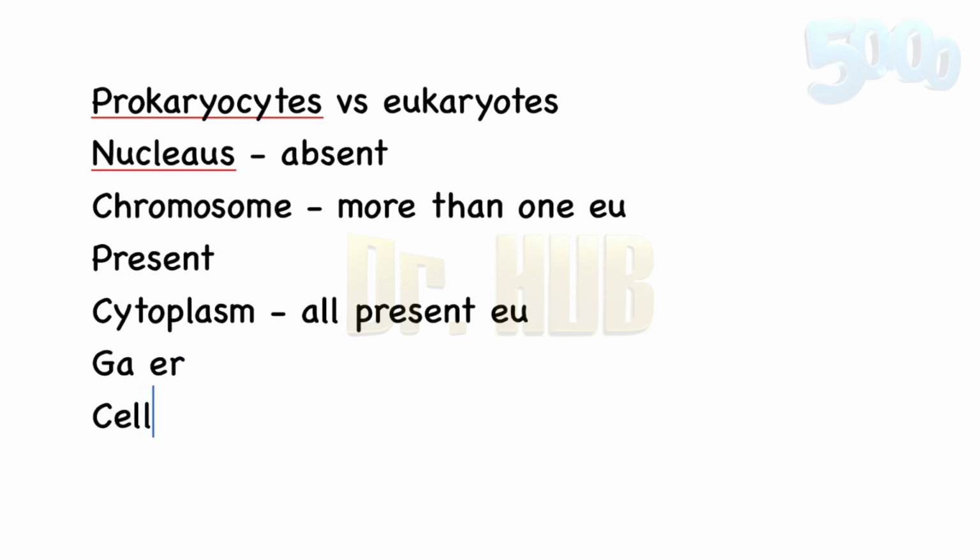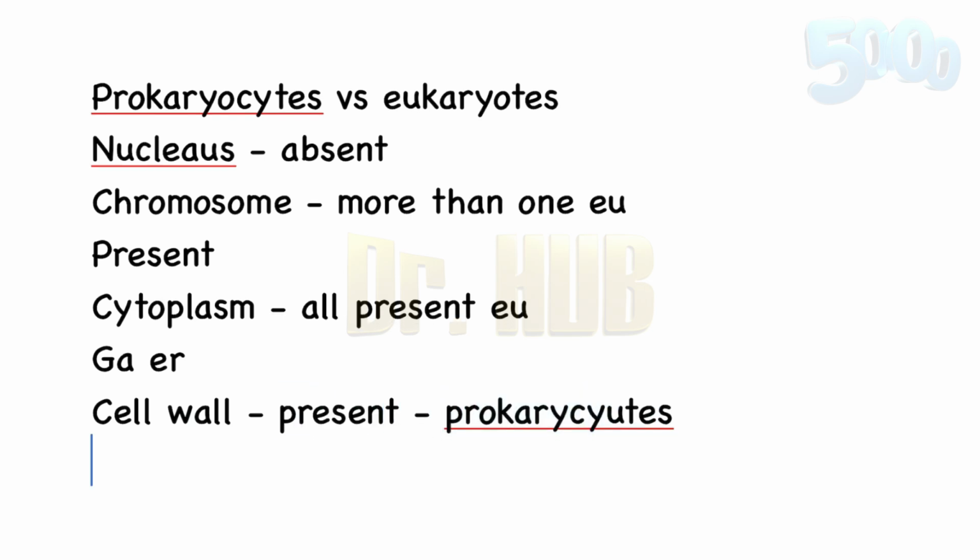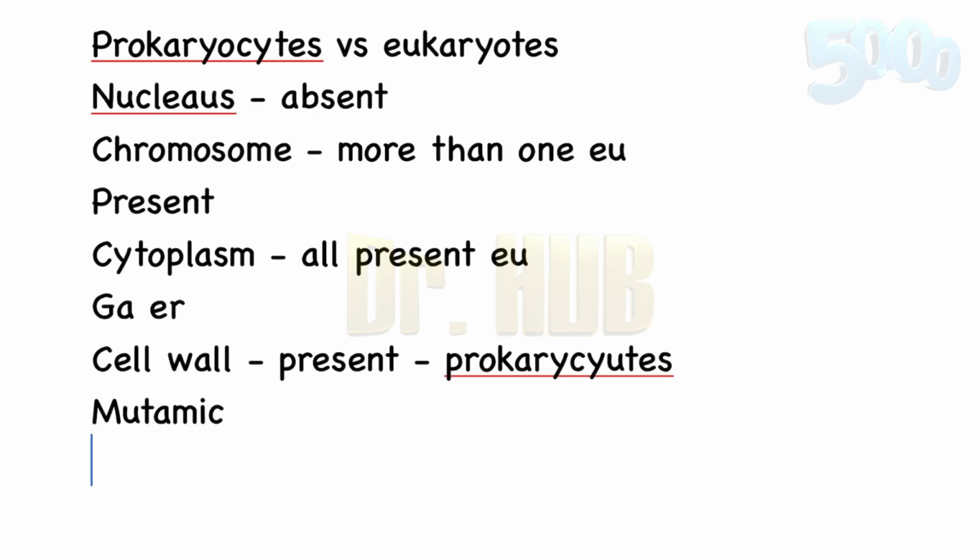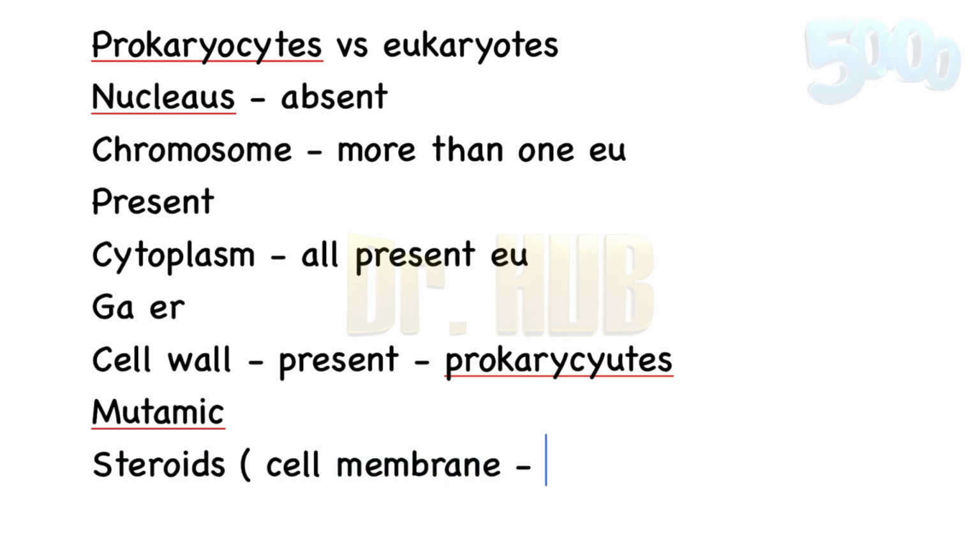Then the cell wall is present. This is in case of the prokaryotes. And muramic acid is present. Then there are sterols. Sterols are found in the cell membrane. And this is absent in case of the prokaryotes.